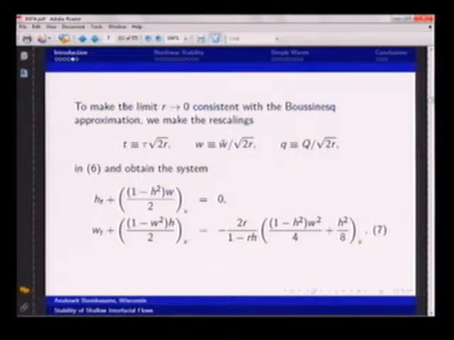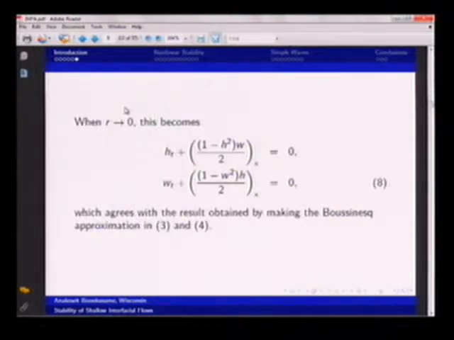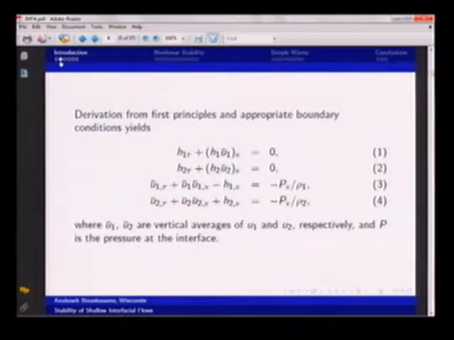Let's see what happens if we let R go to 0. We get that system, a symmetrically looking system. And it should not surprise us that if we go back to that page and you make the traditional Boussinesq approximation with the third and the fourth equation, then you would get something like this.